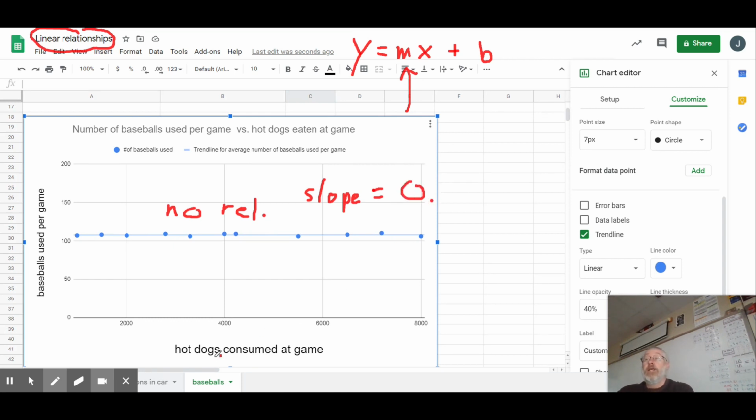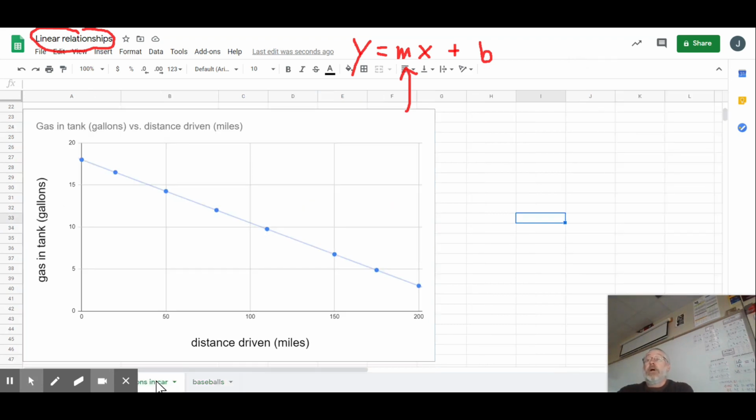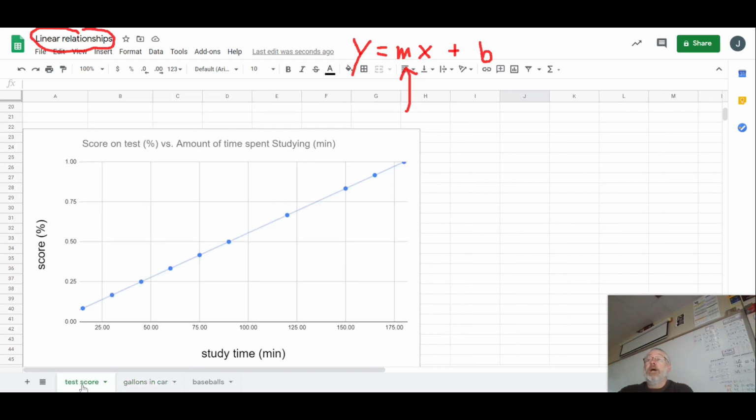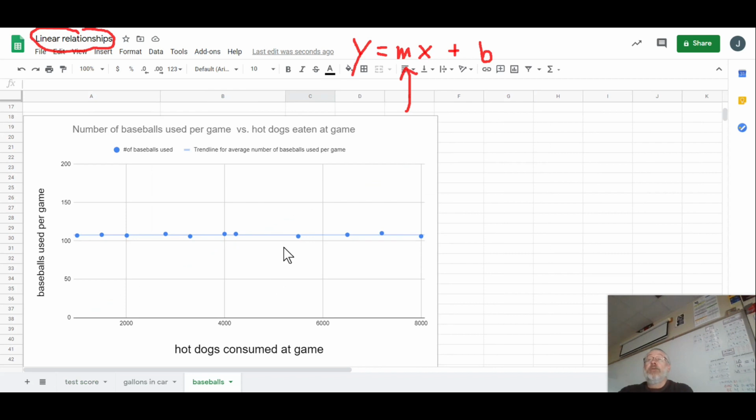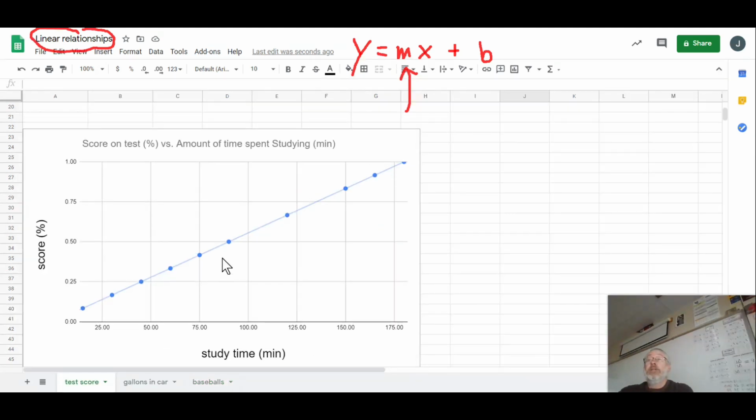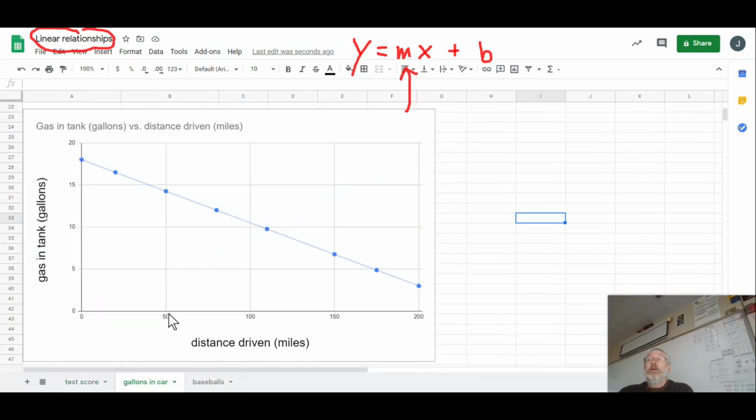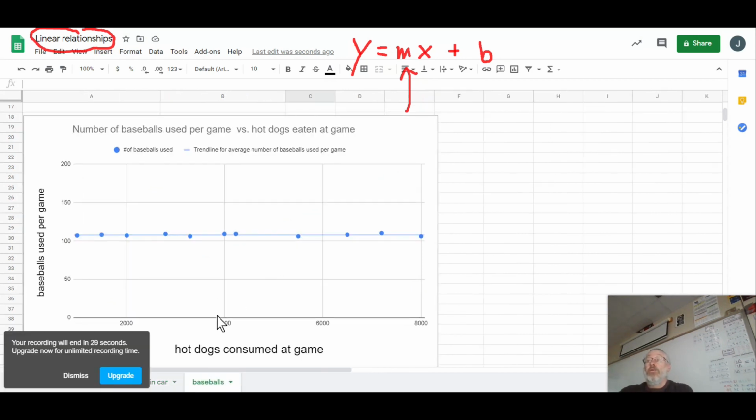So the important things to keep in mind for this one again: we've got our example of a negative slope here, and we've got our example of a positive slope here, and we've got an example of no relationship whatsoever. So a positive linear relationship, a negative linear relationship, and no relationship.